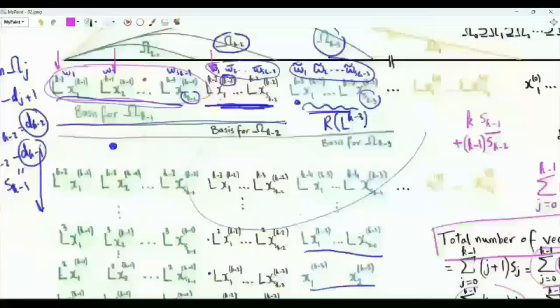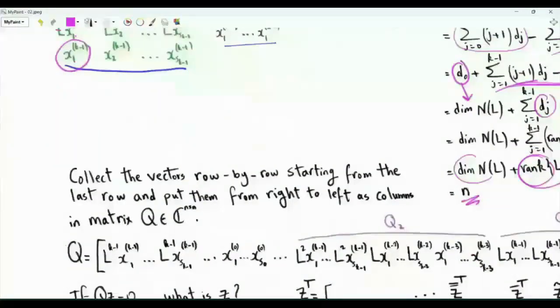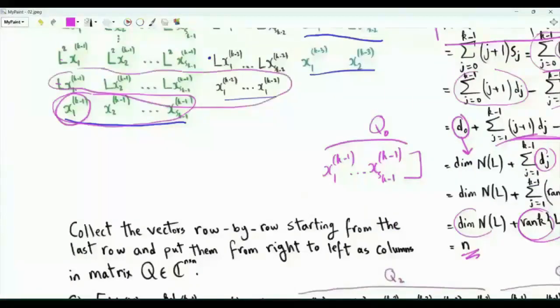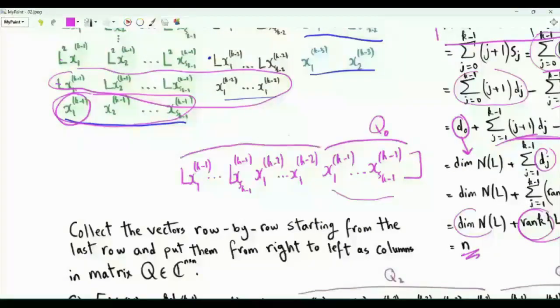Are they linearly independent? What we will do is that we will collect those vectors in a matrix Q. We take those vectors first and use them as the rightmost sk-1 columns of matrix Q. Let's call this submatrix Q0. Then we take those sk-1 plus sk-2, that's dk minus 2 vectors, and put them to the left of those guys. Those are the columns of submatrix Q1.